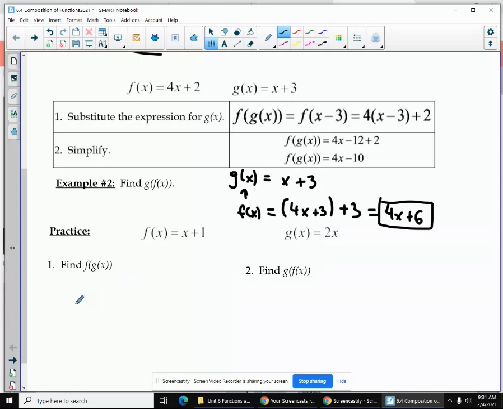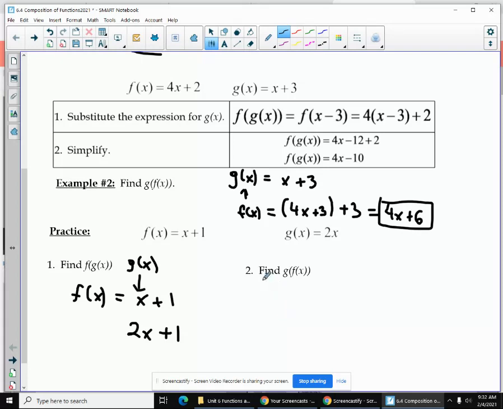So here, let's think about f of x. F of x is equal to x plus 1. But for this x, you want to replace it with g of x, and g of x is equal to 2x. So in other words, I will substitute 2x where you see x, and then plus 1, and that is your final answer. So the final answer is 2x plus 1.